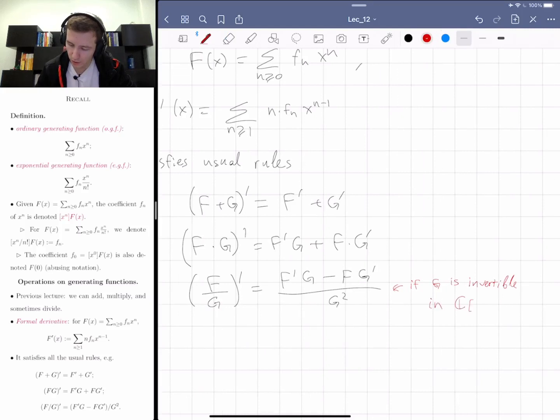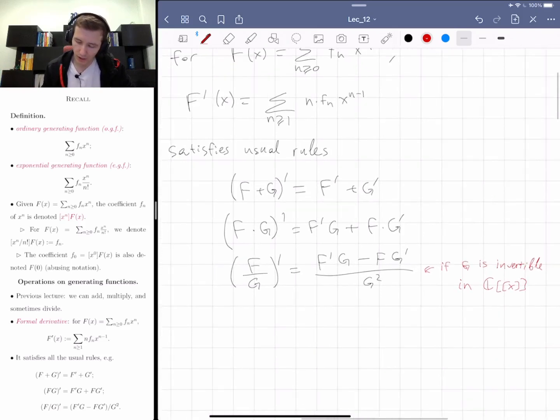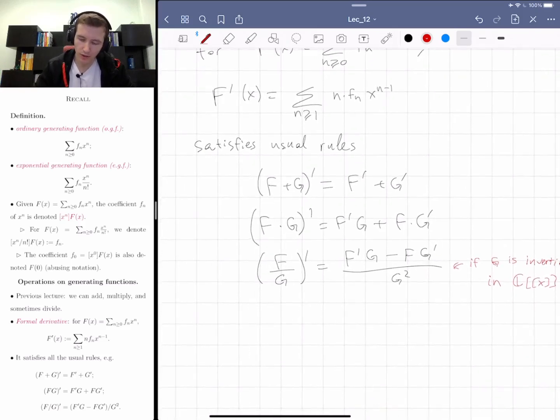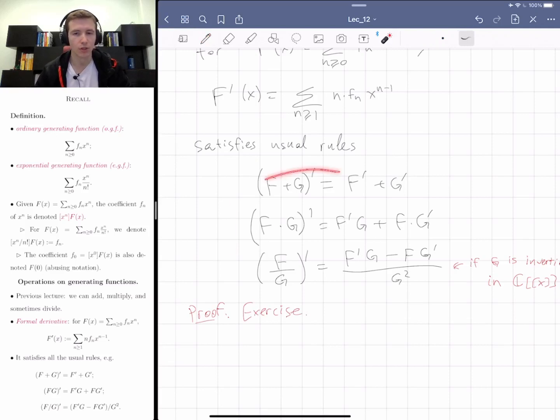Right, so remember we had this C double bracket x, that's the ring or the set of formal power series. So g has to be invertible for this formula to make sense. And so the proof, I'm just going to say exercise. But yeah, feel free to use these rules for all formal power series.